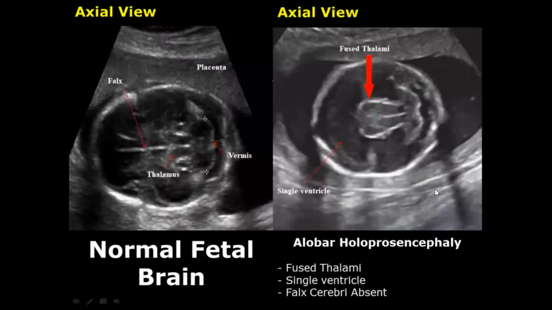Holoprosencephaly is a brain disease which has three main types. The first main type is Alobar Holoprosencephaly. In this, the thalami are fused. You can notice here the thalami are fused, whereas in the normal image they are on either side of the falx cerebri. And there is a single ventricle, a monoventricular cavity, and the falx cerebri is also absent.